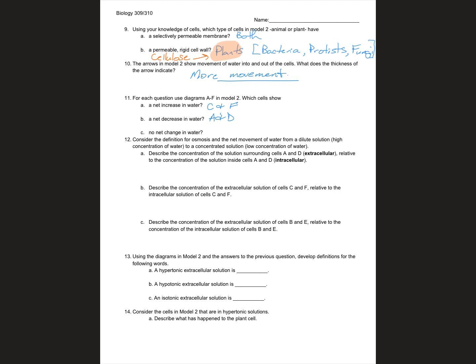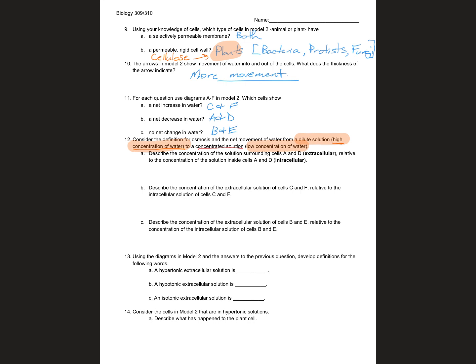All right. No net change, B and E. All right, we're good with that. Excellent. Consider the definition of osmosis: the net movement of water from a dilute solution, a high concentration of water. So this is very key, even though it's subtly put here. It says water from a dilute solution, but then they put in parentheses high concentration of water. Remember that low concentration solute means high concentration water. Try to keep that in mind without getting yourself confused. To a concentrated solution, a low concentration of water. So concentrated solution means a low concentration of water.